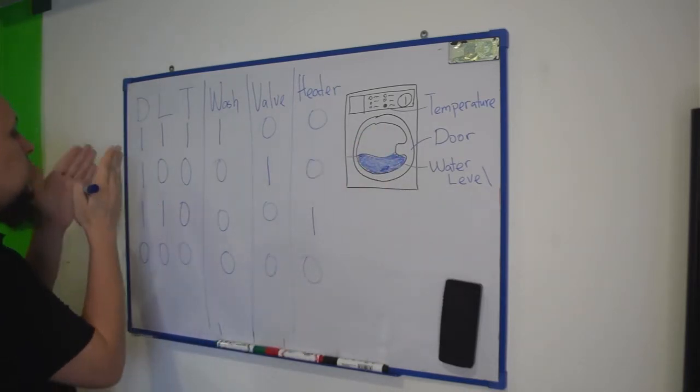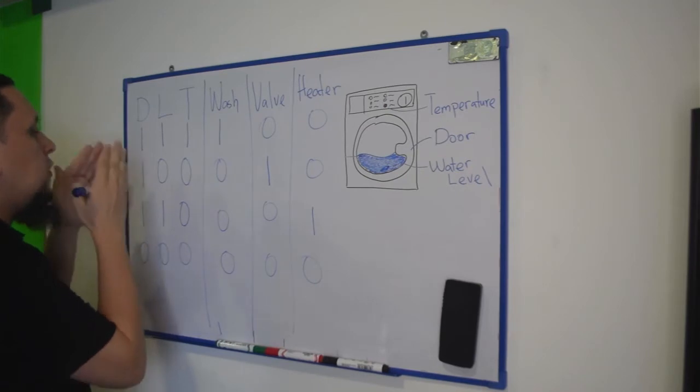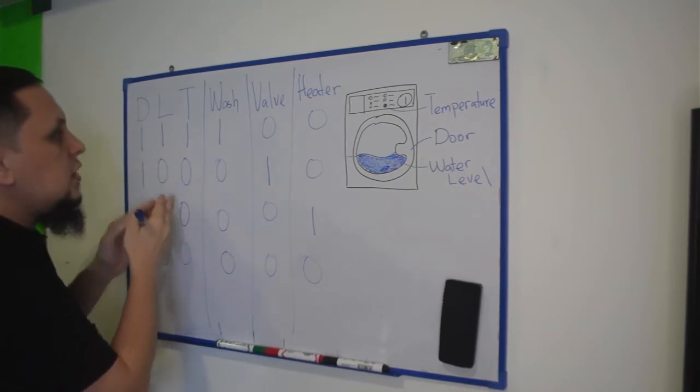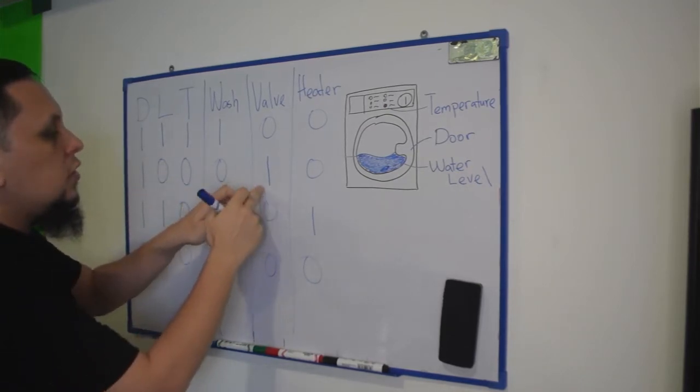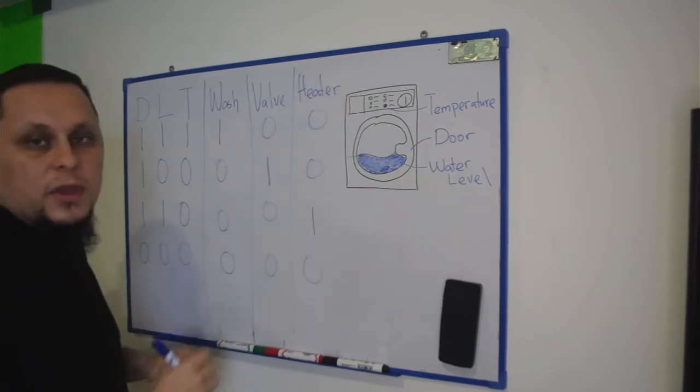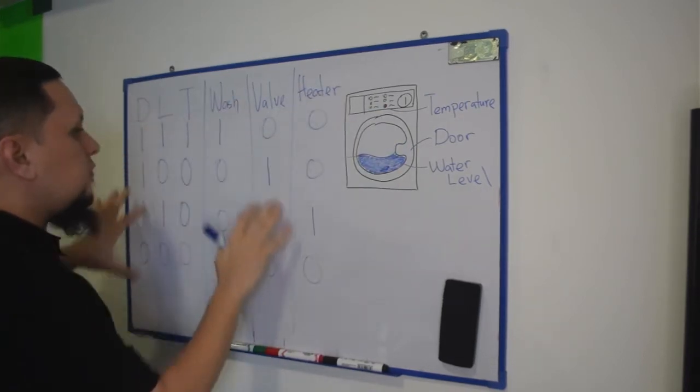Let's say the door is locked, but you don't have enough water. In this case, the washing machine will turn on the valve and start filling up the washing machine. So now we have the truth table.